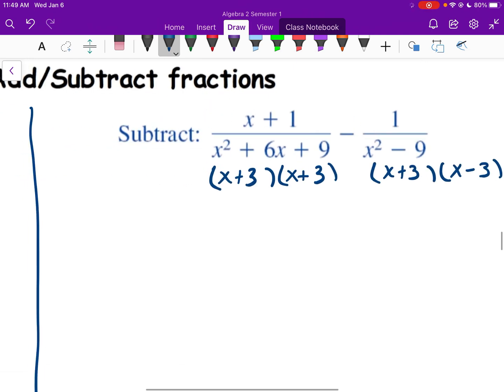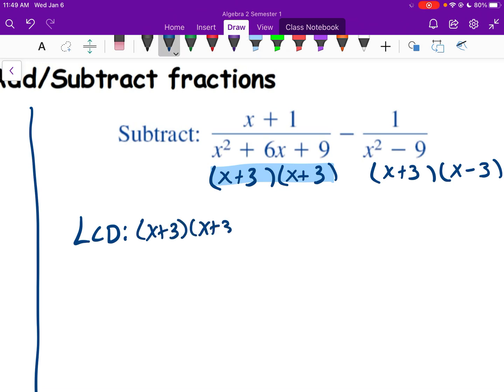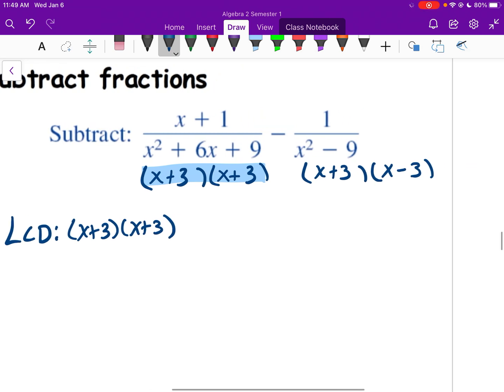So again, at this point, once we have the denominators factored, we need to start finding our LCD. Again, pick one of them. I'm just going to go here. X plus 3 times x plus 3. Okay, then from there, move to the next denominator. When I look here, I already have one x plus 3. Okay, so I do not need another one. Now, when I go to the x minus 3, I don't have that in my LCD, so I need to add it to my LCD.